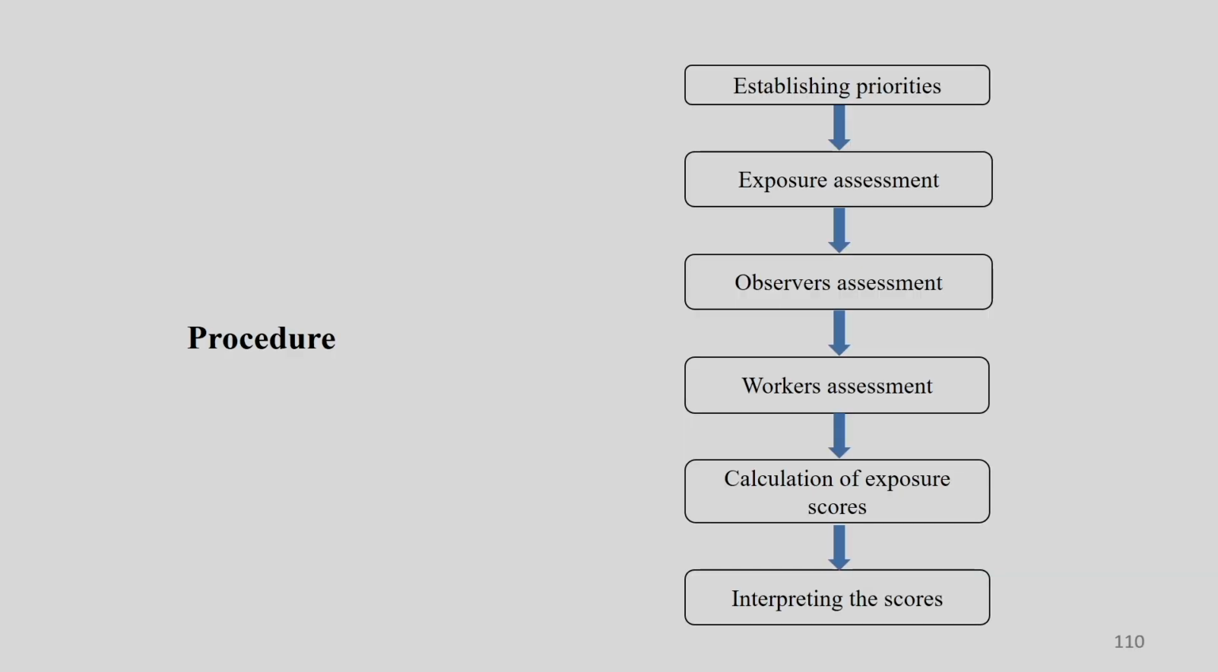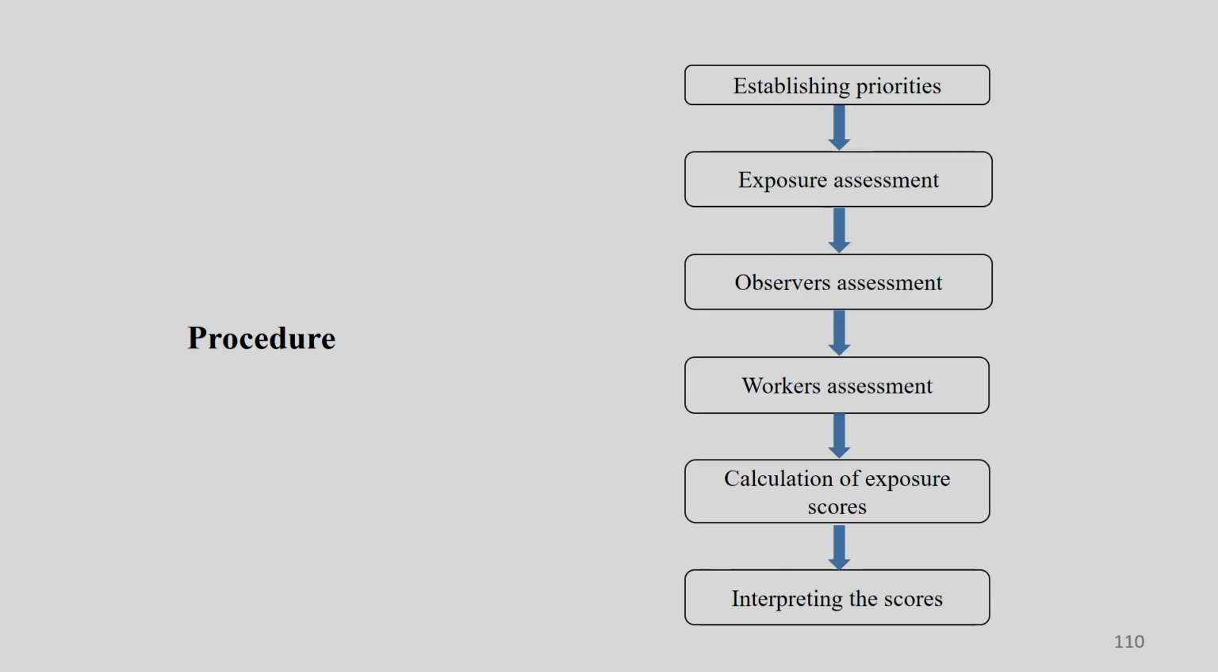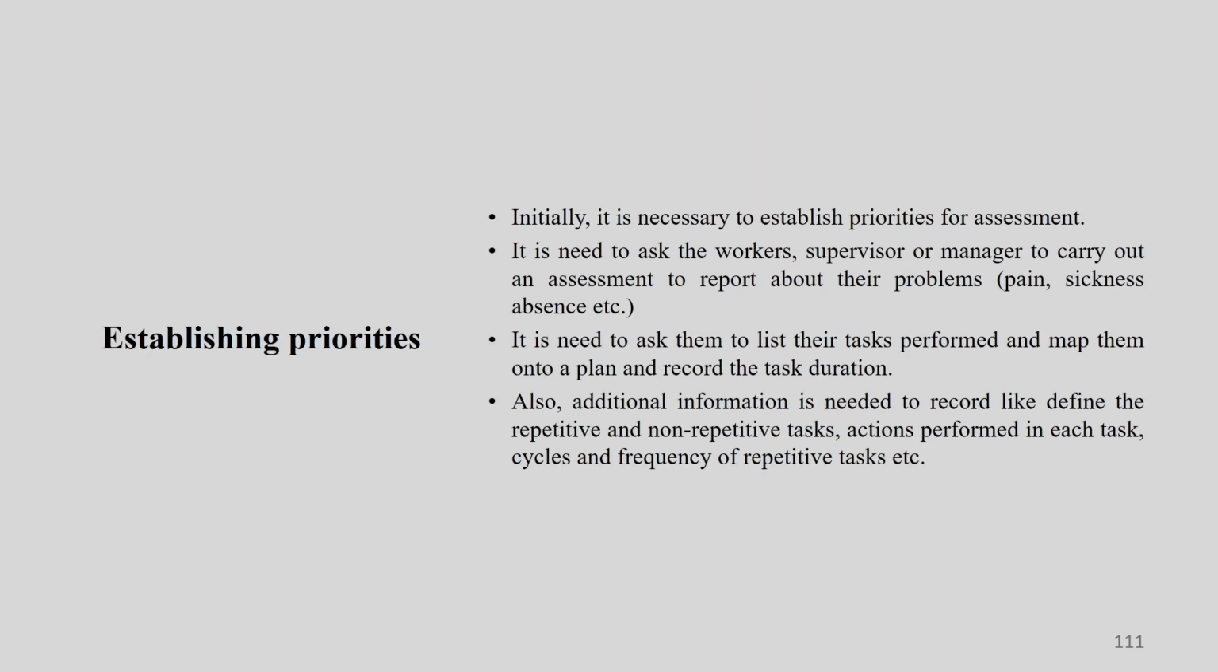So, establishing the priorities. From the whole set of tasks, you have to establish which task you are going to analyze. Then you give a grading, the exposure assessment. Then there are two things: one is the observer's assessment, another is the operator's assessment. Then calculation of the exposure score, and then you interpret that particular score. Very similar to whatever we studied earlier. So how do you establish the priorities?